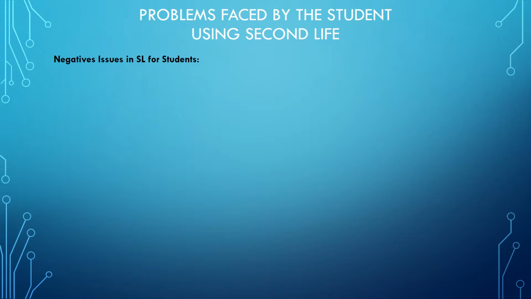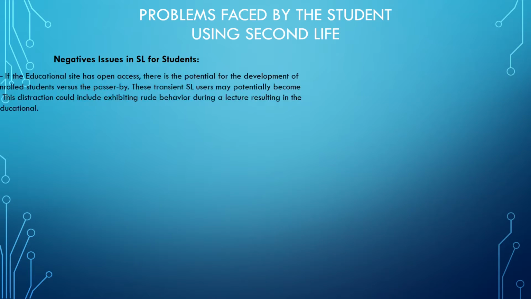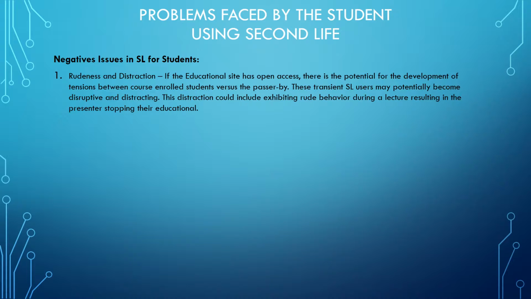Problems faced by the student using Second Life. Negative issues in Second Life for students. Number 1, rudeness and distraction. If the educational site has open access, there is a potential for the development of tensions between course-enrolled students versus the passerby. These transient Second Life users may potentially become disruptive and distracting. This distraction could include exhibiting rude behavior during a lecture, resulting in the presenter stopping their educational session.